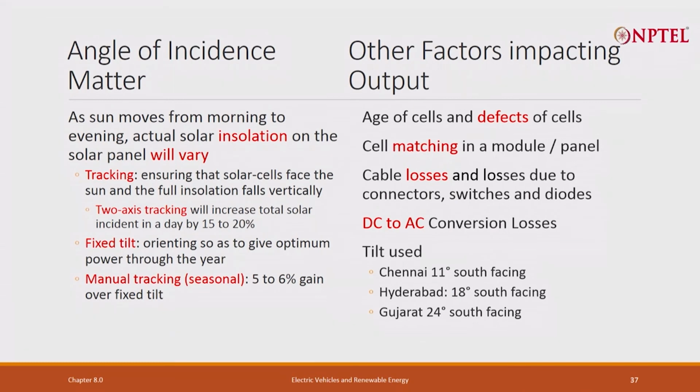There are other factors impacting the output: age of cells and defects of the cells. As the cells go up 5 years, 10 years, 15 years, you will see the amount of power it produces is less and less. Cell matching, as I told you earlier, does impact. Cable losses you need to take into account, and losses due to connectors, switches and diodes. And then of course, there is the DC to AC conversion. Oh, here a tilt is given. Chennai should be 11 degrees, Hyderabad should be 18 degrees, Gujarat should be 24 degrees facing south. This is the ideal tilt. Okay? So, I have given that.